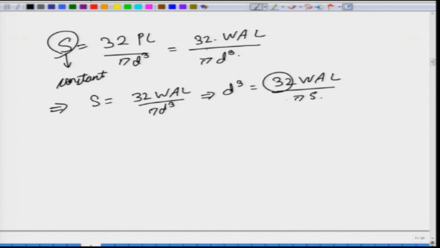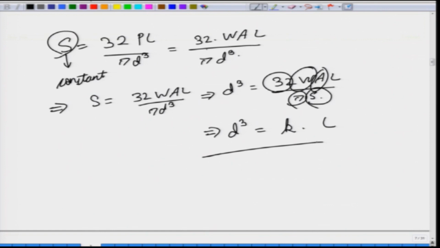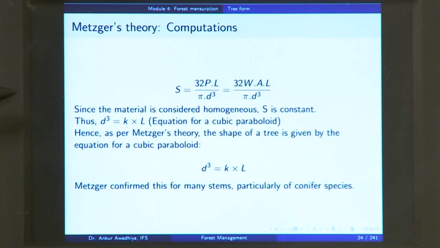Now, 32 is a constant, pi is a constant, S is a constant, and A, which is the area of the vertical cross section of the crown, is a constant. The amount of wind pressure that we are having at a place is constant. So, we can write that d cube is equal to k, which is a constant, times L, which is the equation for a cubic paraboloid.